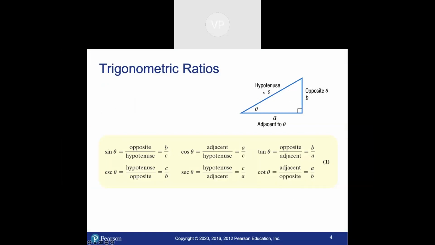It's Y over R. They're just calling it B over C. Okay, doesn't matter. I tend to go with X, Y, and R. It's the same thing. But what I do like about these definitions is they use the words adjacent and opposite and hypotenuse. So you know the hypotenuse already, the long side of a right triangle.